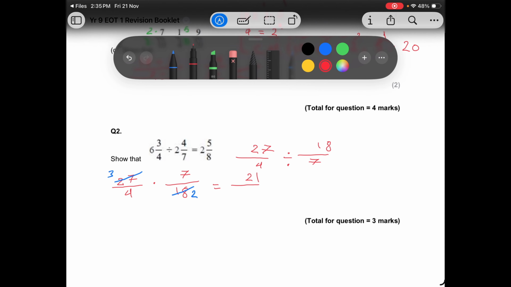And multiply 4 by 2, it is 8 indeed. And the question is how many 8s? This is an improper fraction, the top more than the bottom. How many 8s are inside 21? And you know that there are only 2 8s inside 21, 2.